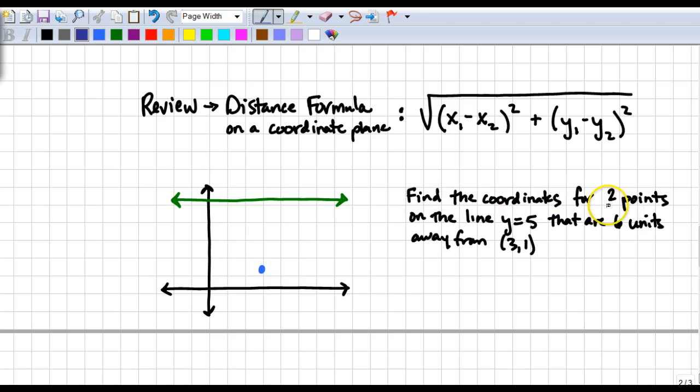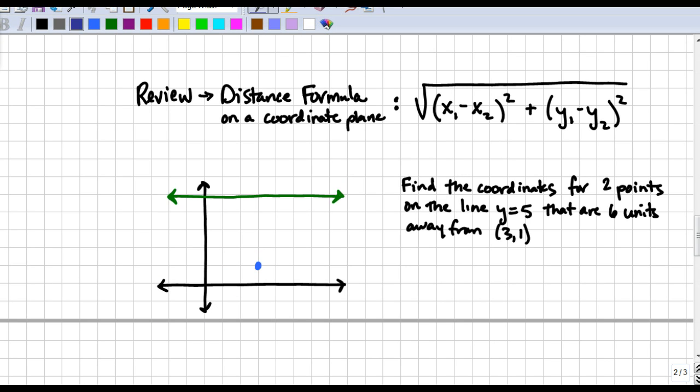They're going to say find the coordinates for 2 points on the line y equals 5 that are 6 units away from the point 3, 1. So they're going to give you a point, they're going to give you a line, and they're going to give you a distance. So I'm going to show you how to accomplish that using the distance formula. So what they're saying is here's our coordinate, pretend that it's accurate.